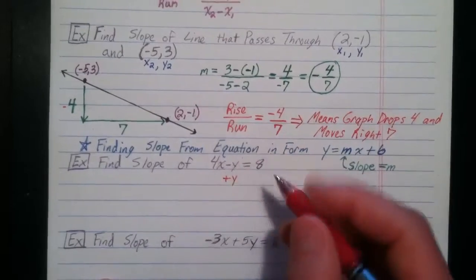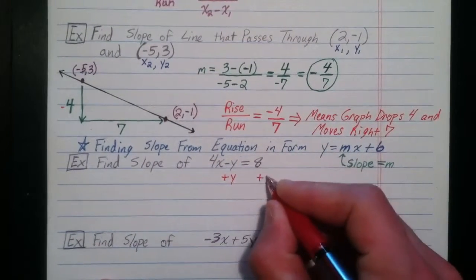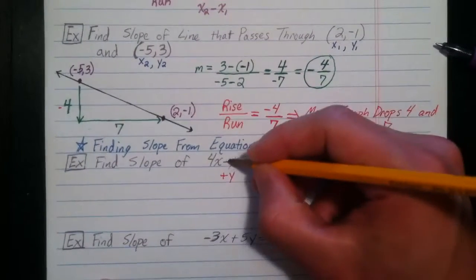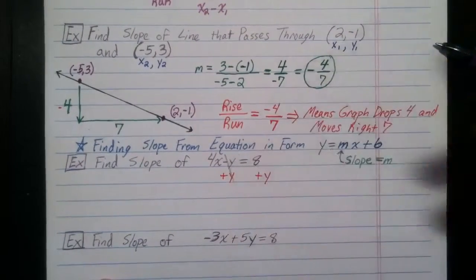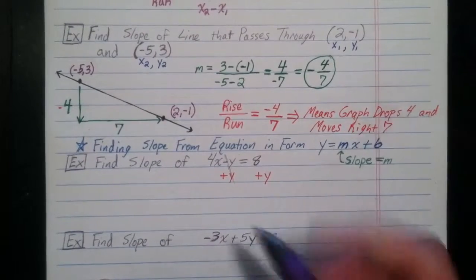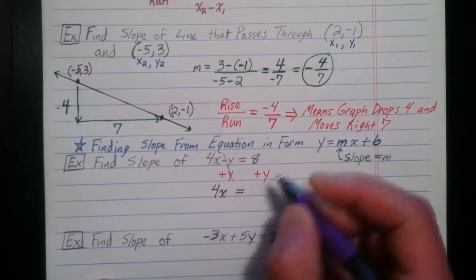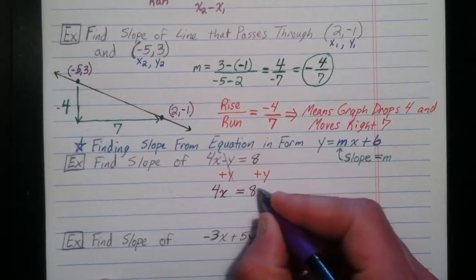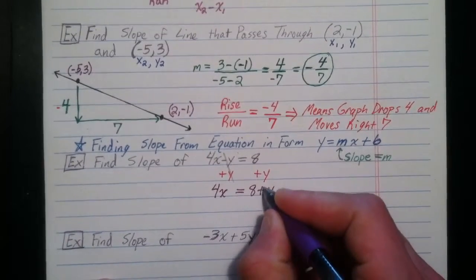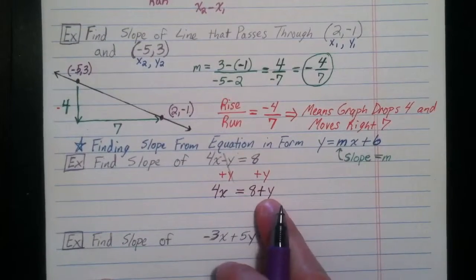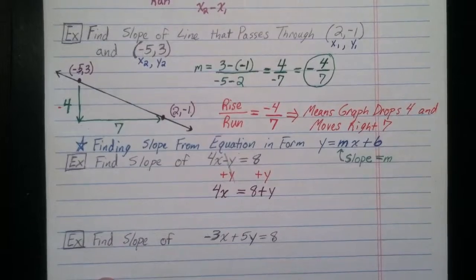out the y on the left hand side by adding a y. And then we'd have to do the same thing on the right hand side of the equation. That'd cancel out our y's. And that would leave us with 4x on the left hand side of the equals 8 plus y on the right hand side. So now we have a positive y at least instead of the negative y.